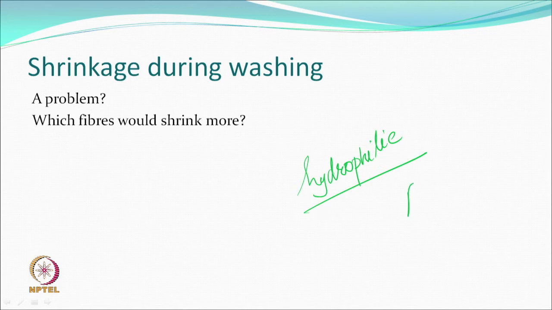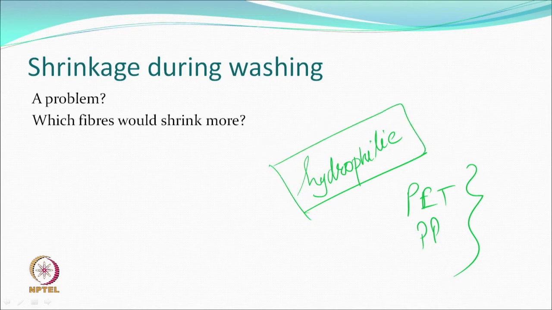So synthetic fibers like polyester, polypropylene, etc., would not show any significant shrinkage during washing. We can talk about it in more detail when we talk about synthetic fibers. But the shrinkage that one would see during washing would generally be because of hydrophilicity. And what does it mean? It means that the intermolecular forces, bonds, can be affected by water. The response of a molecule is dependent on intermolecular interactions and bonding. And if something happens to them, then things can be different.